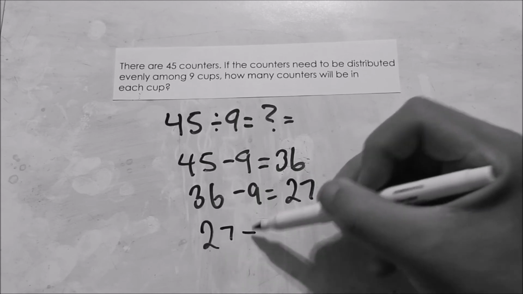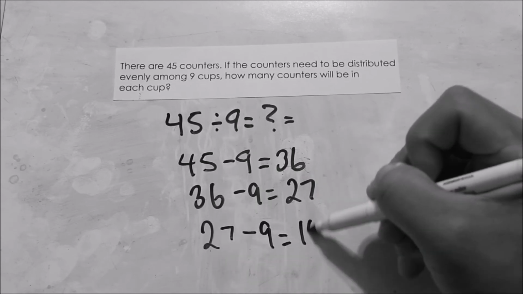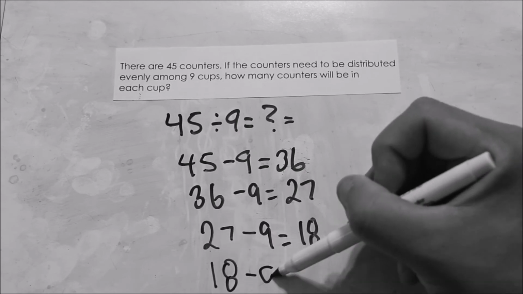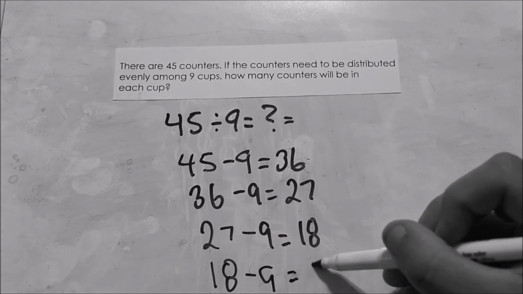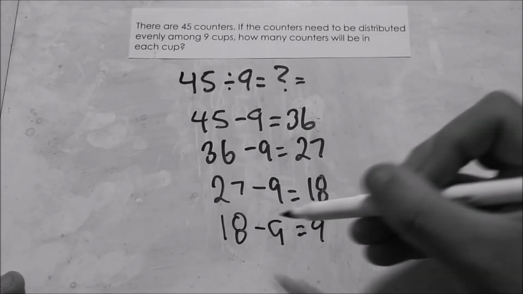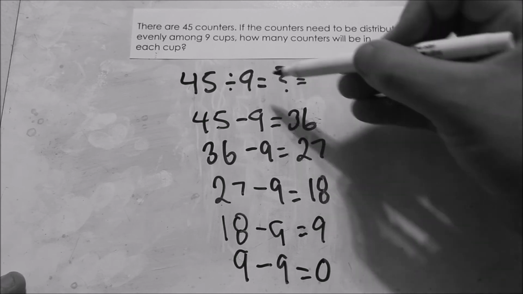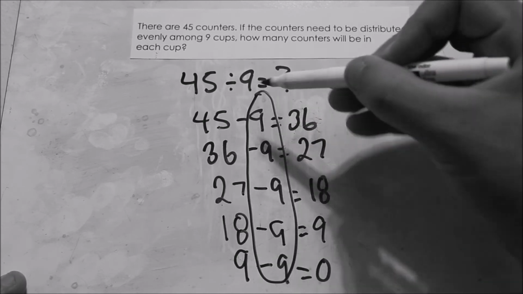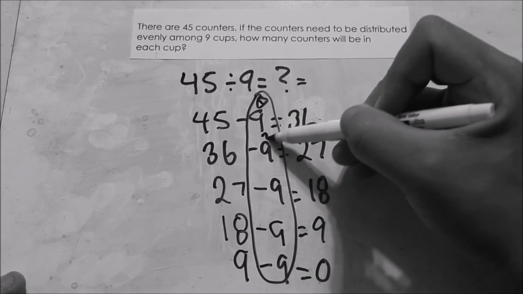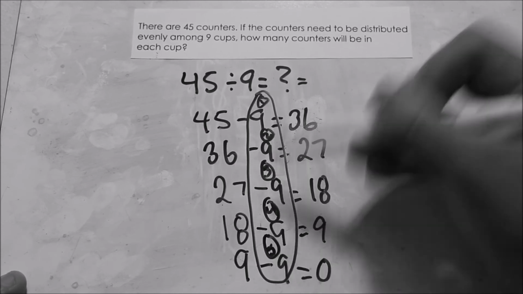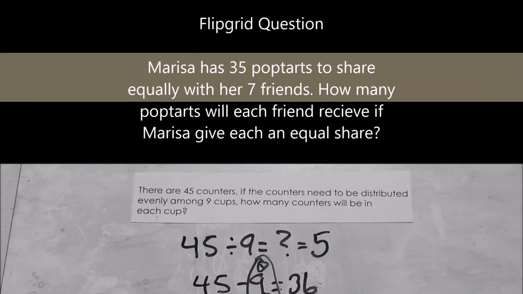27. 27 minus 9 gives me 18. 18 minus 9 gives me 9. And my final one, 9 minus 9 equals 0. I count how many times I subtracted by 9. 1, 2, 3, 4, 5. My answer is 5.